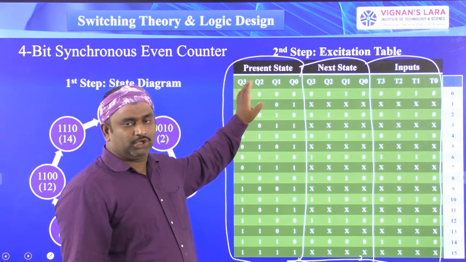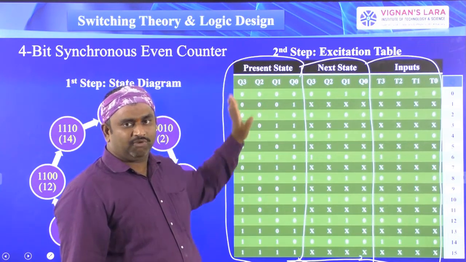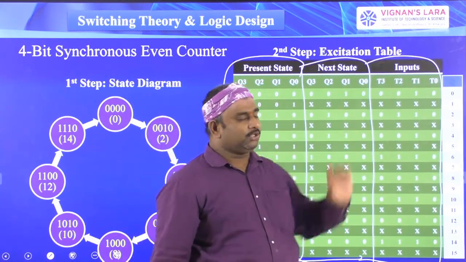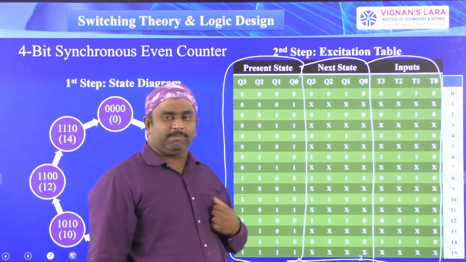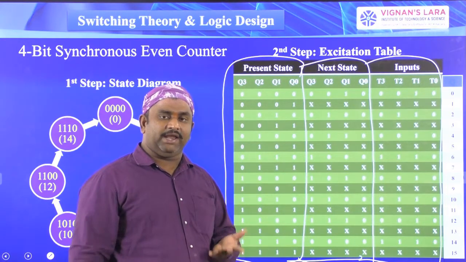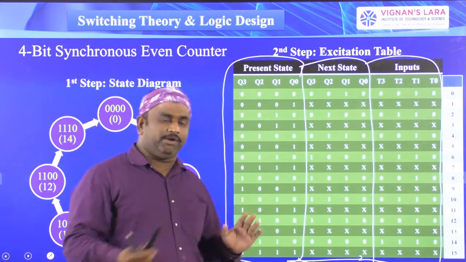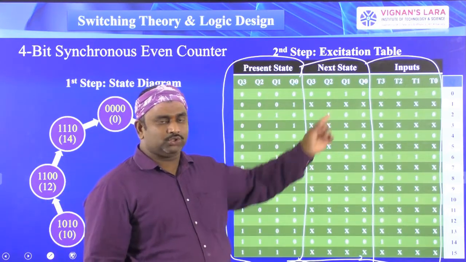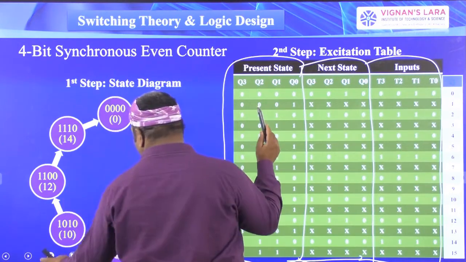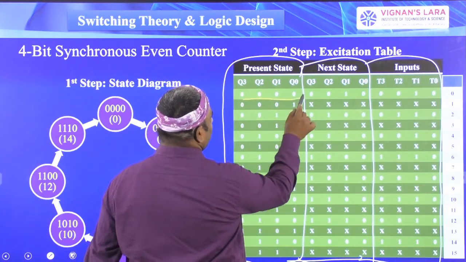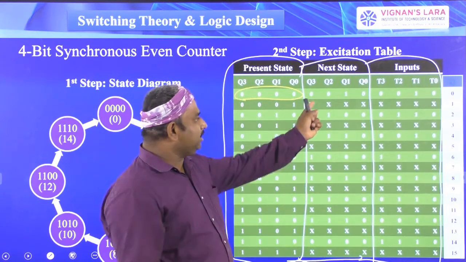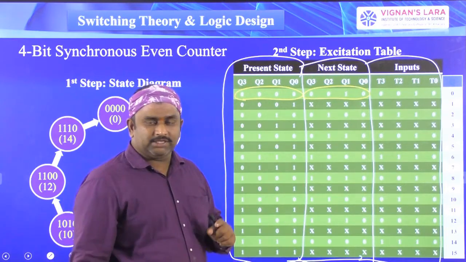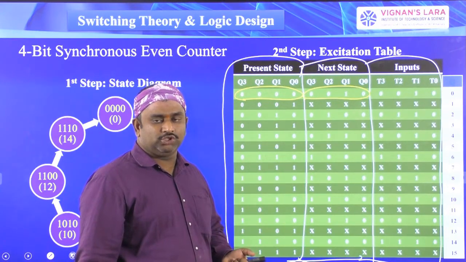So the first is the present state Q3, Q2, Q1, Q0, 4 outputs. Then the next state Q3, Q2, Q1, Q0 outputs, and the inputs. First, the present state may be 0, 1, 2, 3, 4, 5, 6, 7, 8, 9, up to 12, 13, 14, 15. Whatever the value may be. If the present state is 0, the next state is 2. So see here, if the present state is 4 zeros, the next state is 0010.